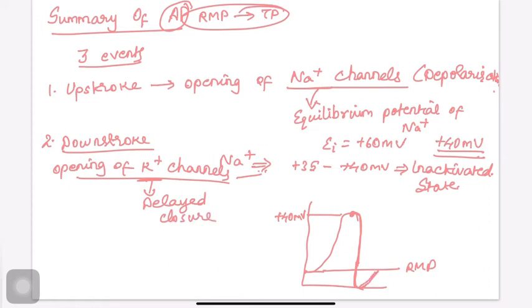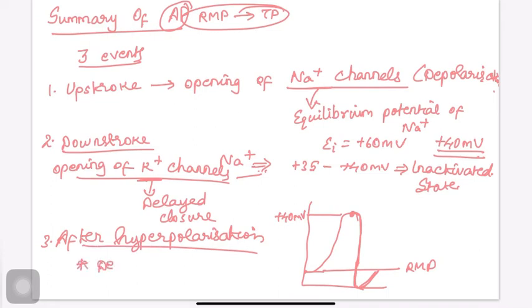The third stage is the after hyperpolarization. Why does the after hyperpolarization state happen? Due to delayed closure of potassium channels. As we already saw in the effect of ion channels, closure of potassium channels causes depolarization, which means the membrane potential will become less negative. So this is the after hyperpolarization state. This is a summary of action potential.